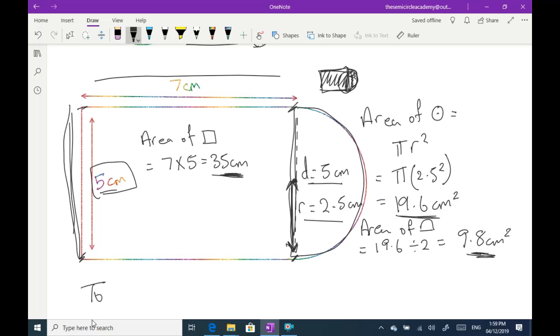So now we have the area of the rectangle and the area of the semicircle. Therefore the total area would be the area of the rectangle, 35 centimeters squared, plus the 9.8 centimeters squared, to give me 44.8 centimeters squared.